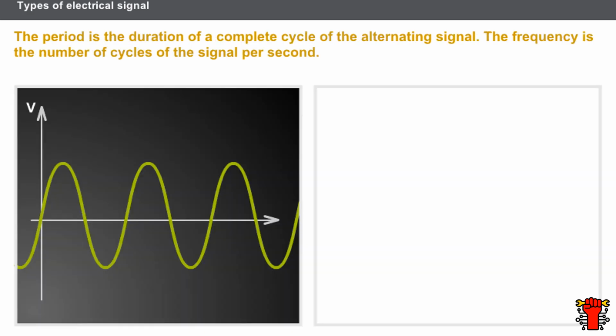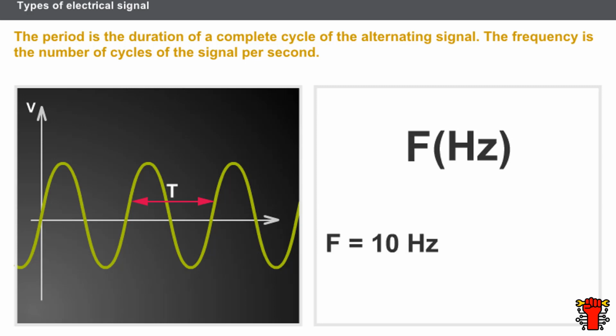An alternating signal is characterized by two values that are linked to each other: the period and the frequency. The period is the duration of a complete cycle of the alternating signal. The frequency is the number of cycles of the signal per second. It is expressed in Hertz. A 10 Hertz signal has 10 cycles per second. The period is therefore 0.1 seconds.